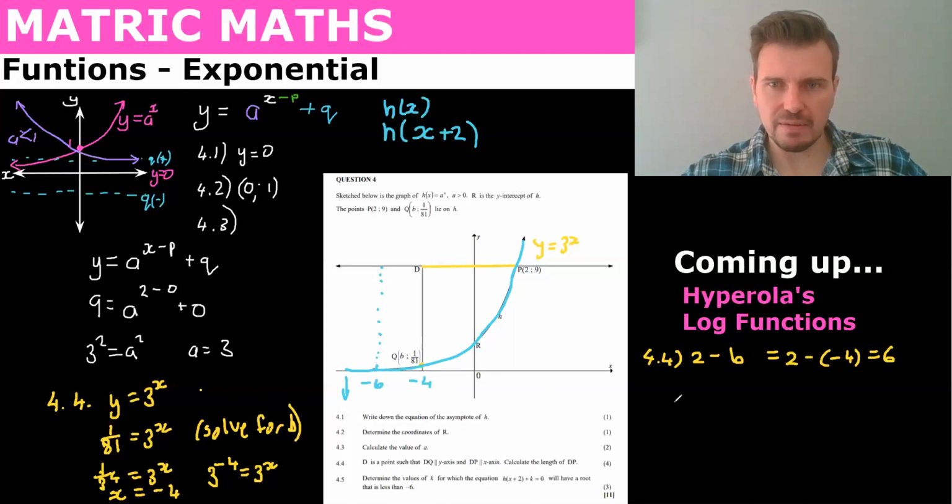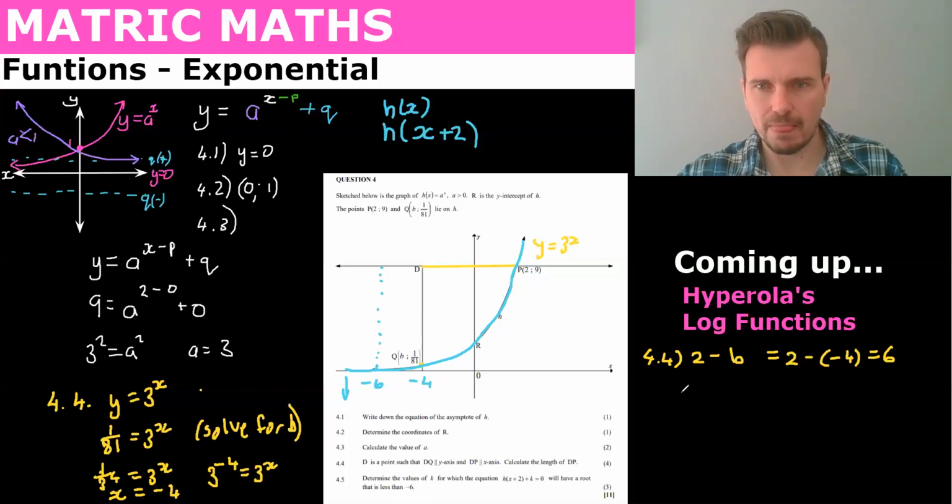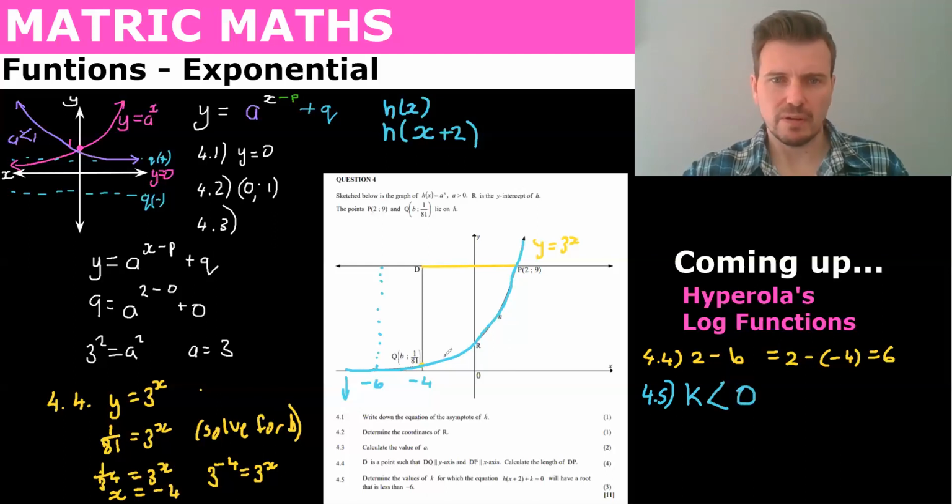So I know that k must be, because a downward shift means k must be negative. So k must be less than 0. So that's the first bit.